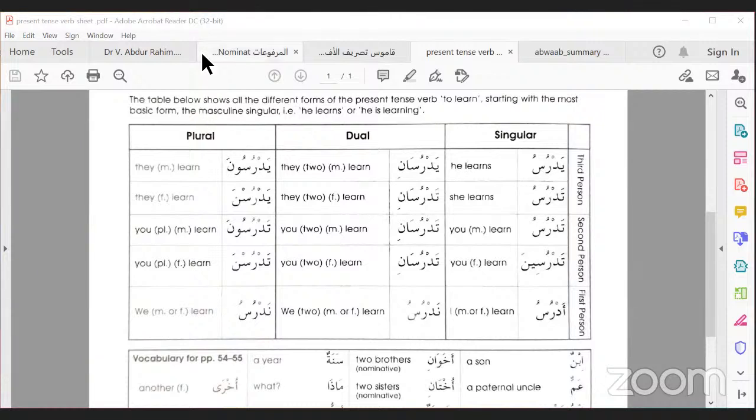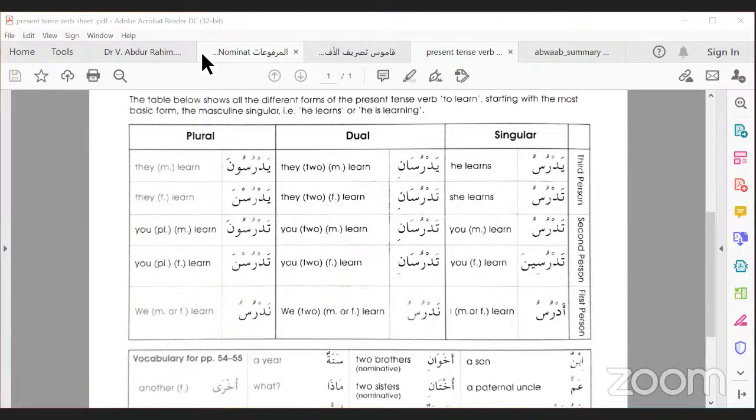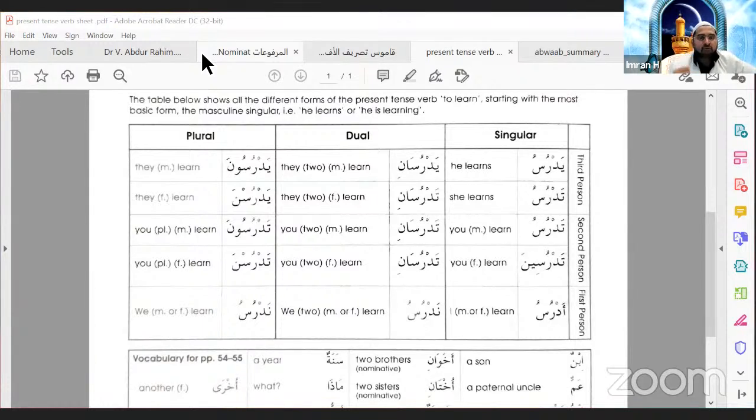Thank you so much. I have a question. Is this the structure with all verbs, with the ya and the ta? Yes, this structure is for all of the verbs in the Quran and all of the verbs in the Arabic language. All Arabic verbs come in this structure. There are 14 forms of the present tense.